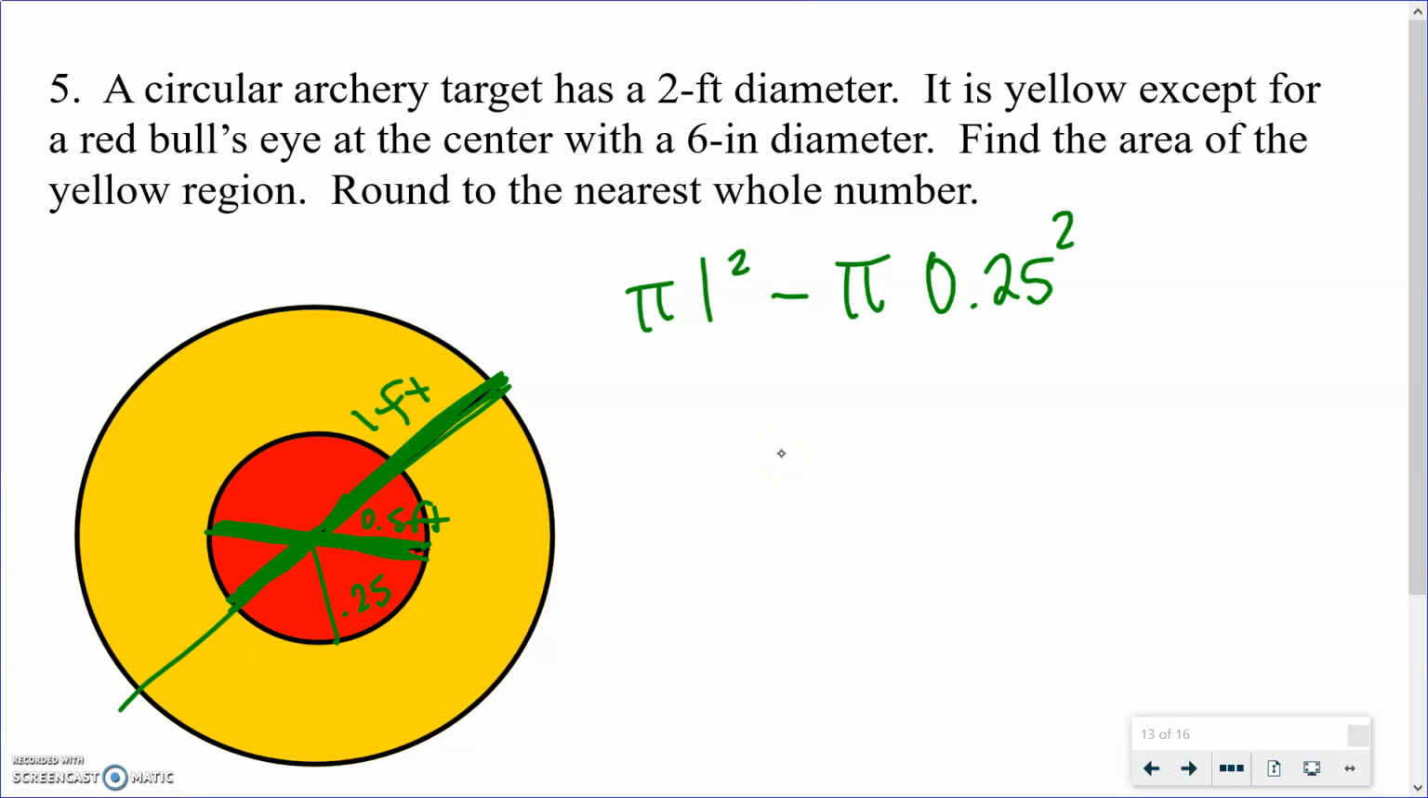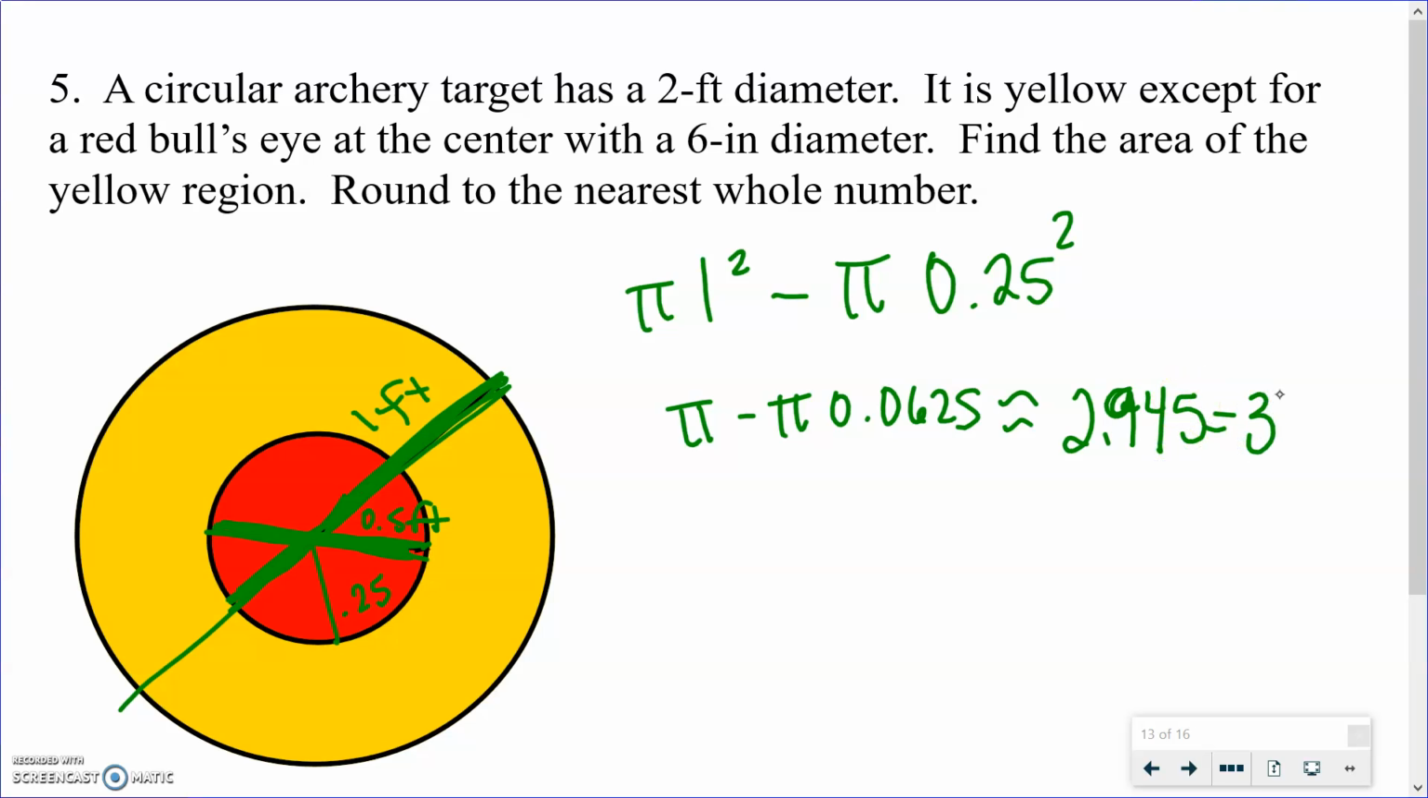And I think I made a mistake on this on the notes. I think I did half of, nope, I did it right, just kidding. Sorry, I'm looking at my notes right now. So if I do that, then this 1 squared just gives me 1 pi. And then this gives me pi times 0.0625. And then that is approximately equal to 2.4945. And you can plug that in your calculator. And so that's approximately 3 feet squared. Okay?